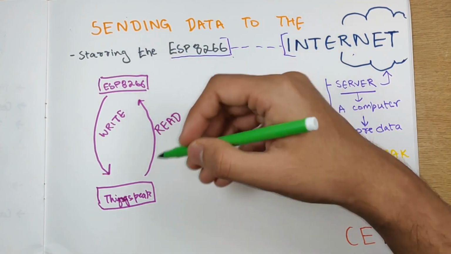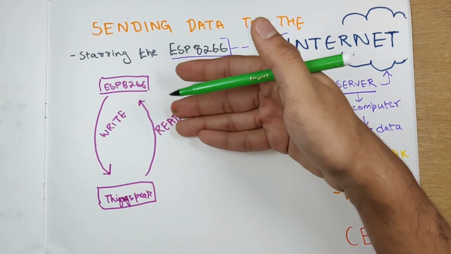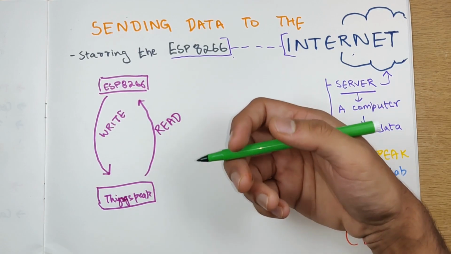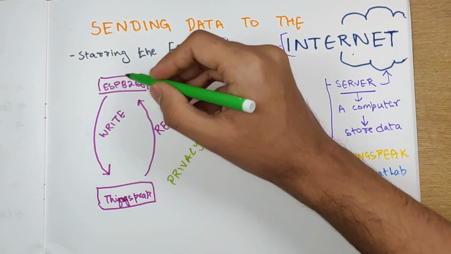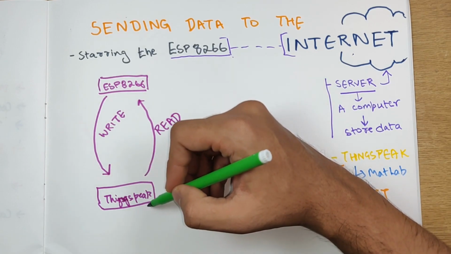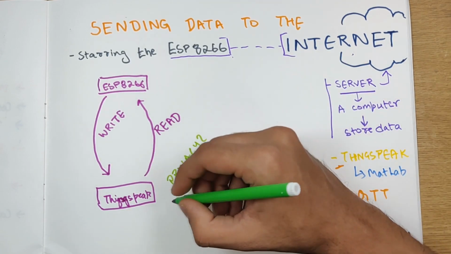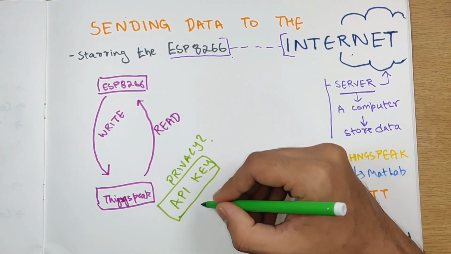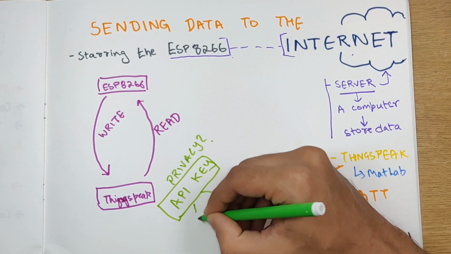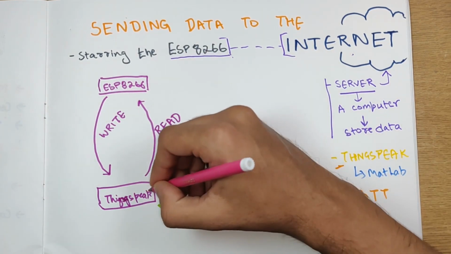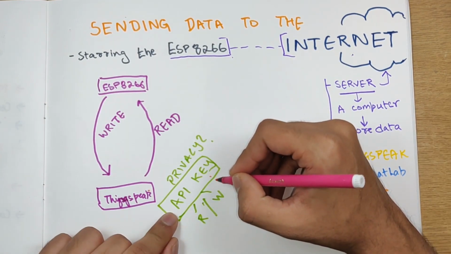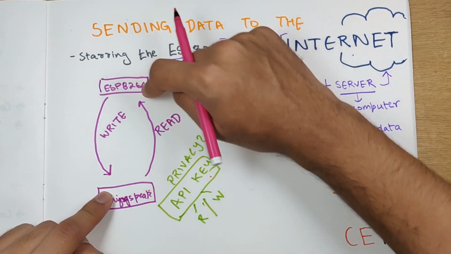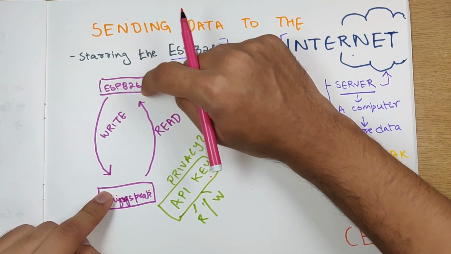Now, this is a basic terminology that we can use in many server applications, not only in Thingspeak. For data privacy, so that nobody can randomly write to your Thingspeak account, there is something called an API key. An API key is present for both read and write. So while you create an account on Thingspeak, you will have some API keys which you can use to write to your Thingspeak server or read from the Thingspeak server.